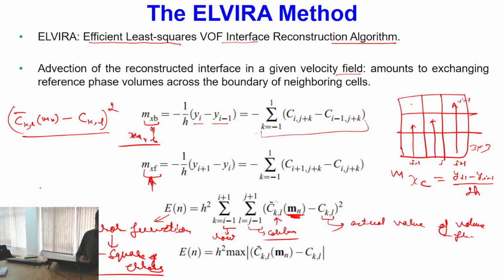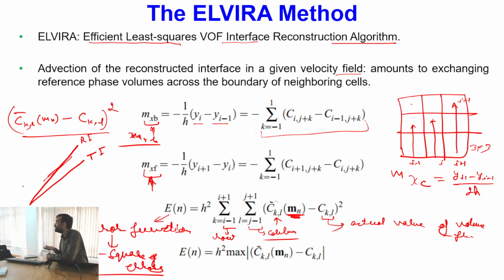But when we have error, it may happen that this was my true interface and this is my reconstructed interface. In this scenario, in each cell you can see the distribution of the color function has actually changed. If the distribution of color function has changed, then whatever is the difference in a particular cell, that difference is this error. Is this point clear?